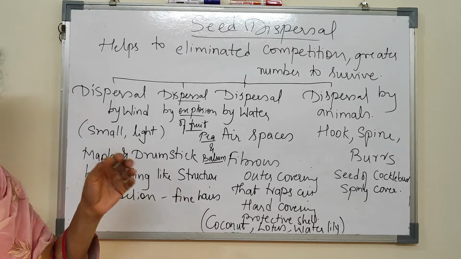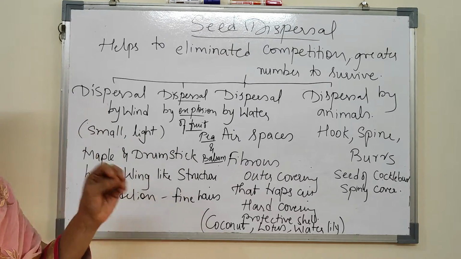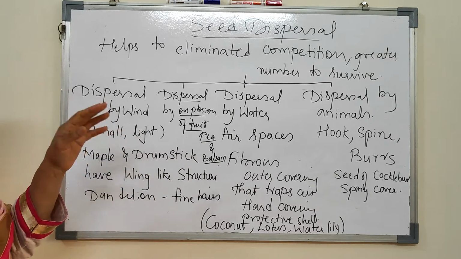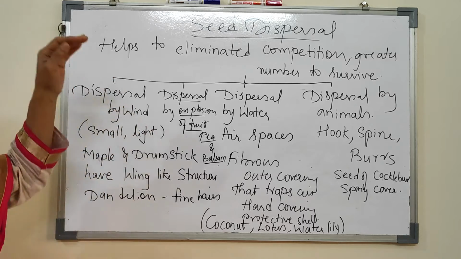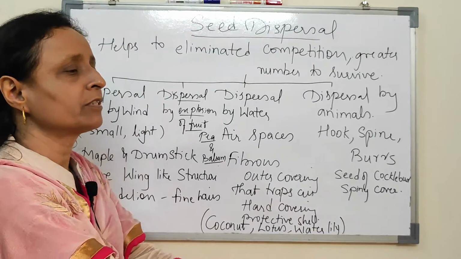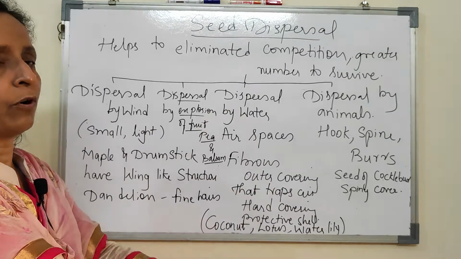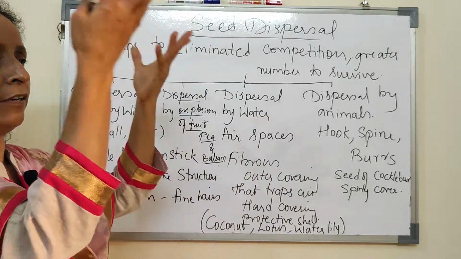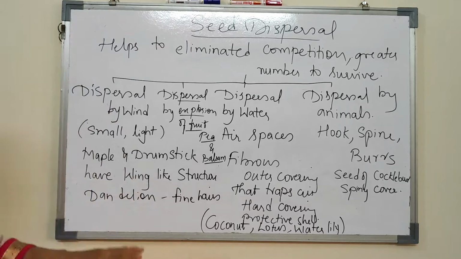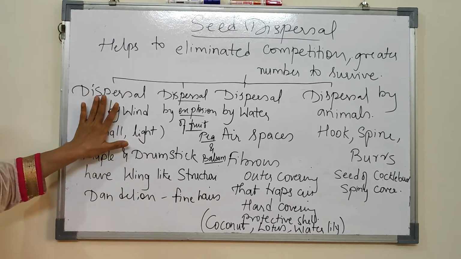So they have to be light, they have to have wings, they have to have hairs, which will make them fly with the wind. And when they fall in a place which is conducive for their growth, they will get water and soil, and they will germinate into a new plant. So this is dispersal by wind.